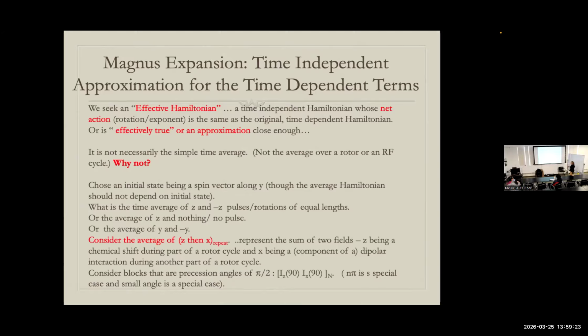By the way, this actually represents something we care about. Z might be a chemical shift in your Hamiltonian, and X might be a dipole interaction in your Hamiltonian. Excellent. Okay, so if you have these two, it could be that in part of the rotor cycle, you're real active on the chemical shift, and then you rotate, and now you're real active on the dipole. So one operates then the other, then one and the other. This is a realistic kind of thing that comes up in MAS. Okay, so what happens if you do Z then X?